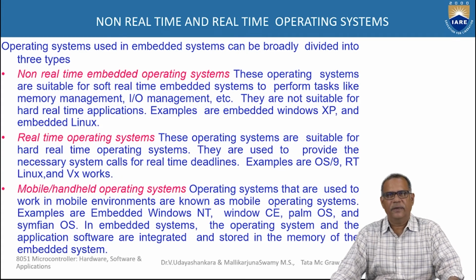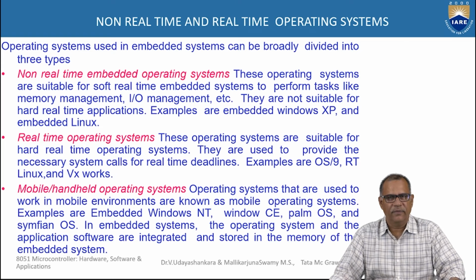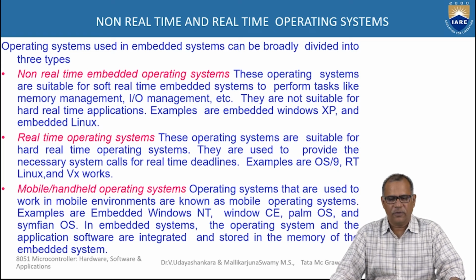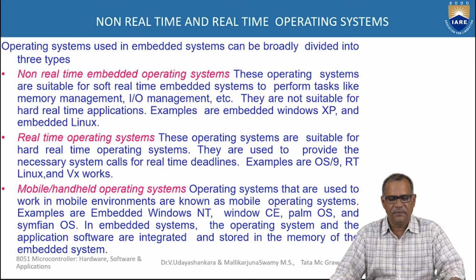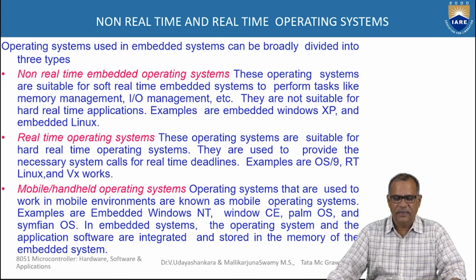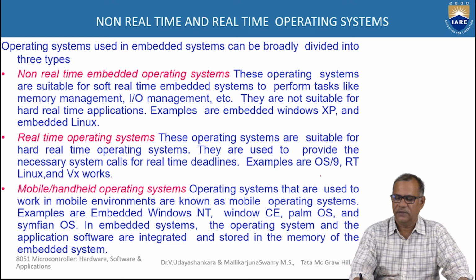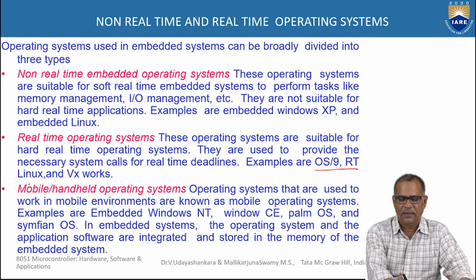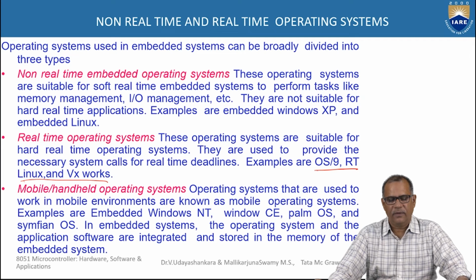Whereas real-time operating systems are suitable for hard real-time applications. These are used to provide the necessary system calls for real-time deadlines. So what are the examples of real-time operating systems? Like RT Linux, VxWorks, and OS-9. So these are all examples of real-time operating systems.